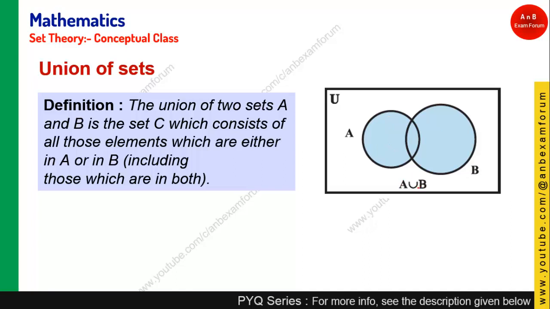Theoretically, how to put that? The union of two sets A and B is the set C. Obviously a new set will be made which has all the elements which are either in A or in B or in both. This common portion is another terminology called intersection, which we are going to see in the next slide. Remember, students, A union B is the set of all x such that x belongs to A or x belongs to B. It either belongs to set A or to set B, and obviously there will be common elements between them.